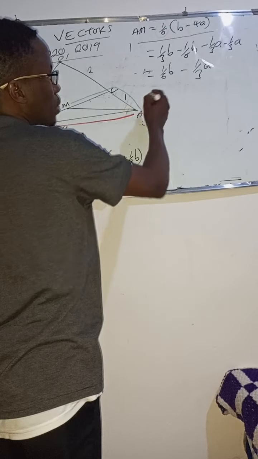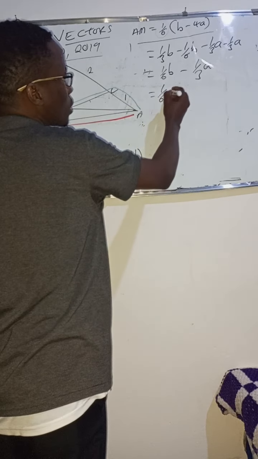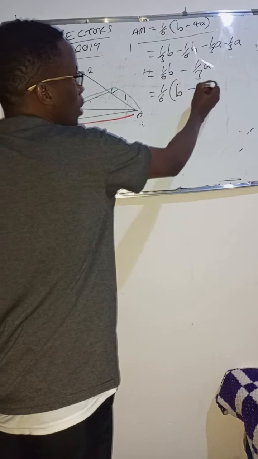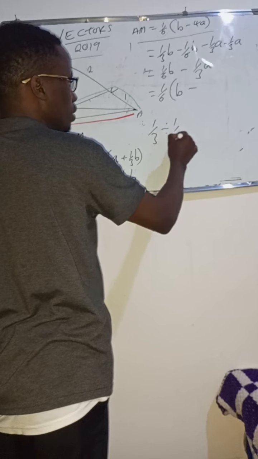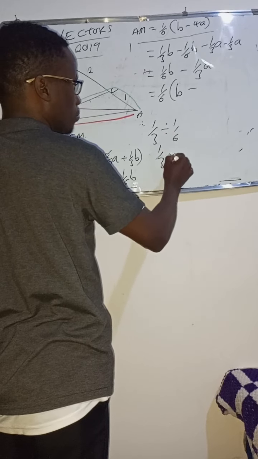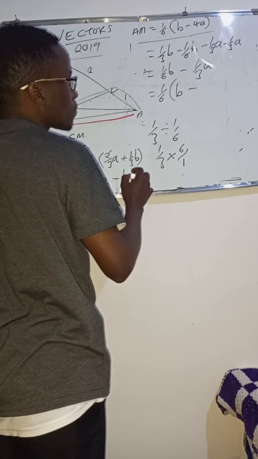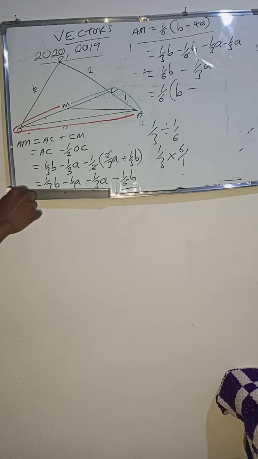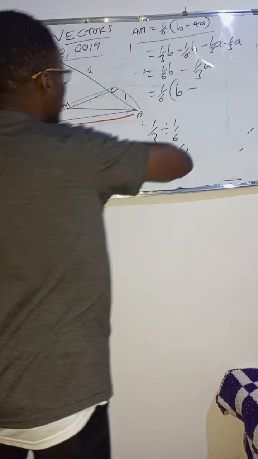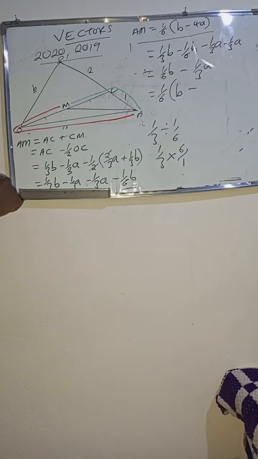Then we can factorize here. To factorize, we're going to have 1 over 6. Here we have b minus. So remember, here we are dividing 1 over 3 by 1 over 6, which is the same as 1 over 3 times 6 over 1. There should be something that we are missing. There should be a 2 somewhere here. Where is that?